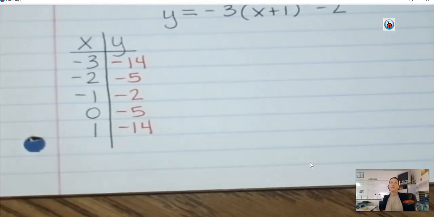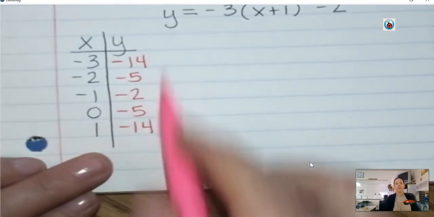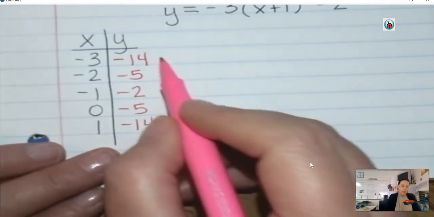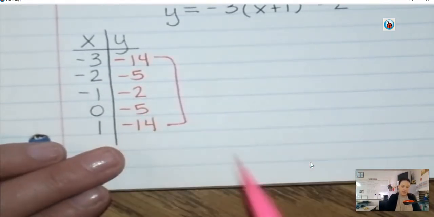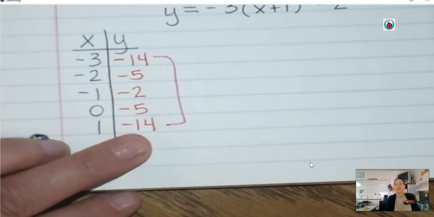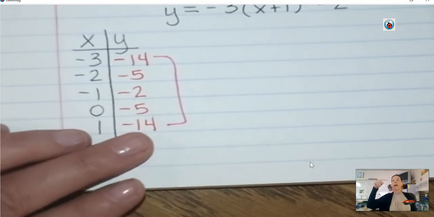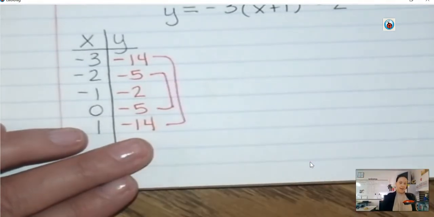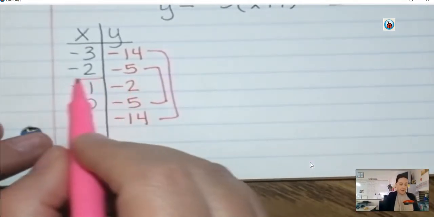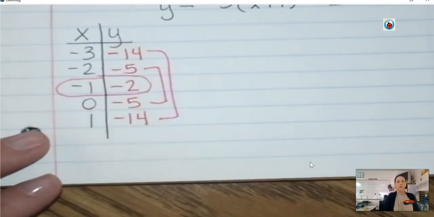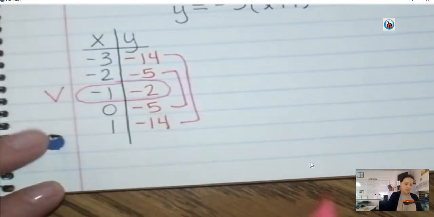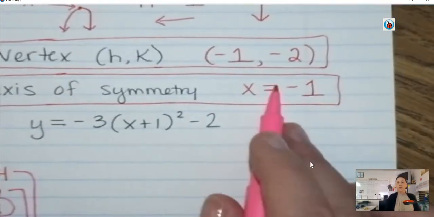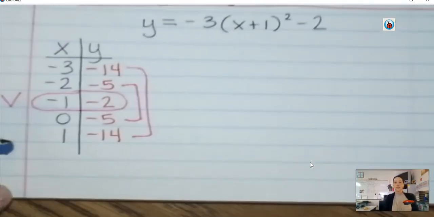So we did this a few days ago. I said you can find your vertex from the table a lot of times. You're just looking to see what matches up. So -14 and -14, those match up. Because you have to imagine, if this is graphed, it's going to be the same on both sides of that axis of symmetry. So -5, -5. The point that's not repeating, that's in the middle of all those symmetrical numbers, that's your vertex. So your vertex is at -1, -2. So that's just another way to do it.